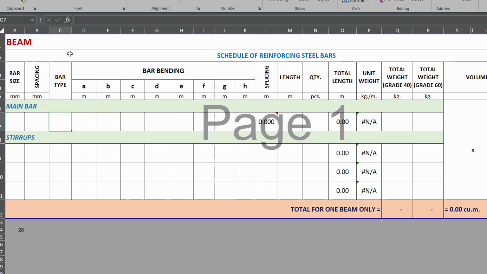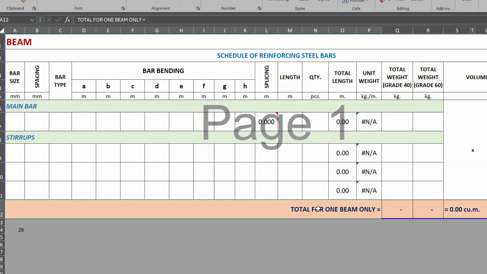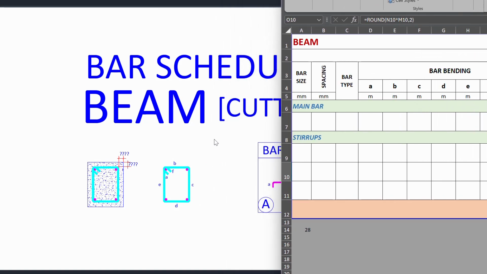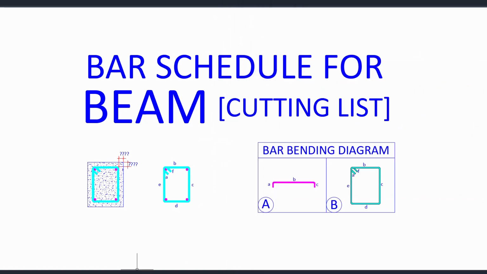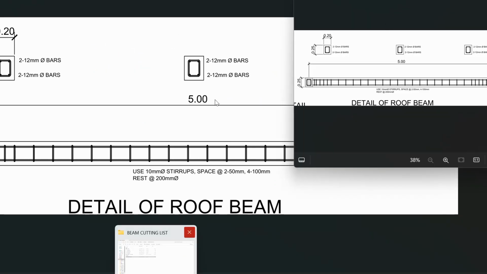So here we have the schedule for reinforcing steel bars. It's the same format, I just changed this part. Usually this is just the total, but I put it like this to indicate that this is the total for one beam only. So we will just estimate for one beam today. Let me minimize this and go back here, and I will show you the details I get from the plan.